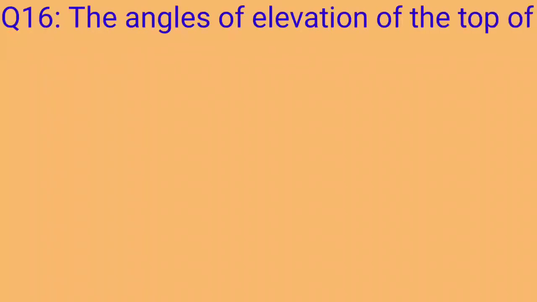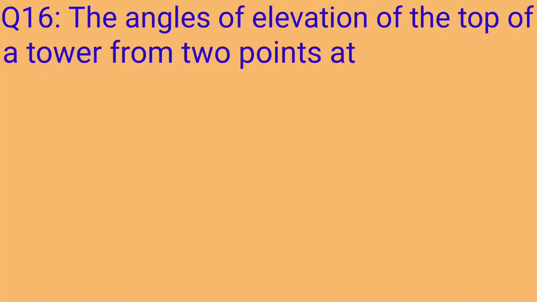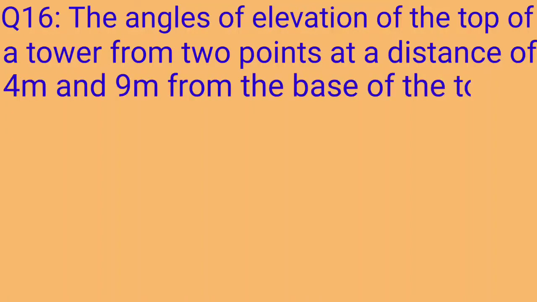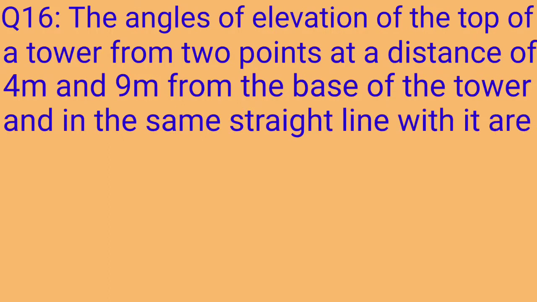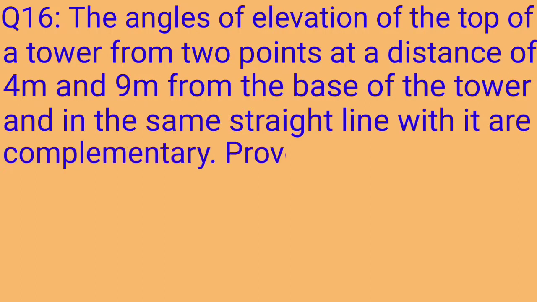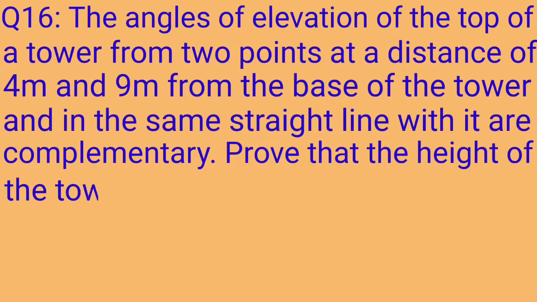Next is question number 16. The angles of elevation of the top of a tower from 2 points at a distance of 4 meter and 9 meter from the base of the tower and in the same straight line with it are complementary. Prove that the height of the tower is 6 meter.